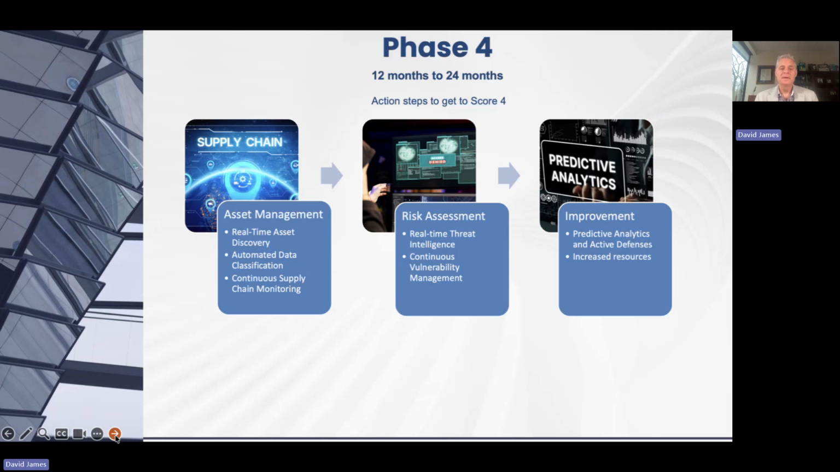Finally, as we move to phase 4, we'll be at real-time asset discovery. We'll be using automated systems to classify our data, and we'll be having continuous supply chain monitoring. This takes technology and it does take resources, which is why I asked for, in the last piece, I'll be asking for a budget increase. We'll be using in the risk assessment real-time threat intelligence and doing continuous vulnerability management and penetration testing. And finally, from an improvement process perspective, we'll be using AI to do predictive analysis, to do active defenses. This is a mature, full-fledged identification stage, and this is where we need to be within 2 years.